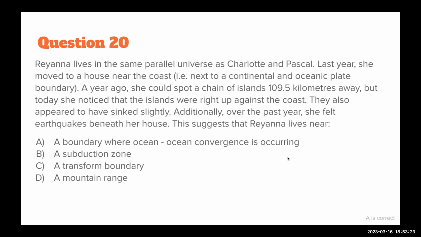So we might not have enough time. Rihanna lives, okay, let's see. On an island, the islands were right up against the coast. Okay, so we're moving towards something convergent, slightly sinking, probably liquefaction, and earthquakes, so subduction zones.